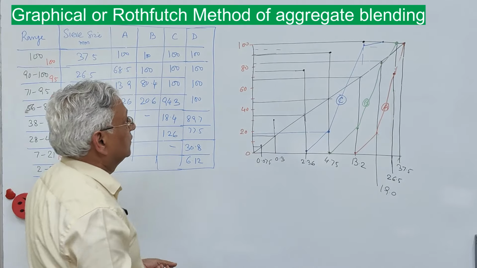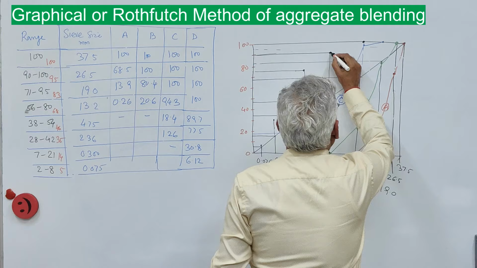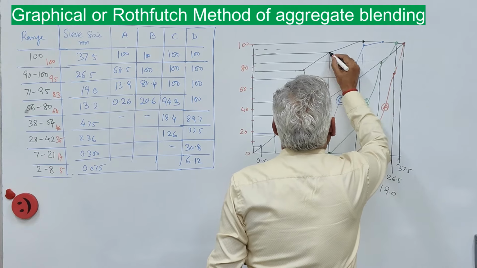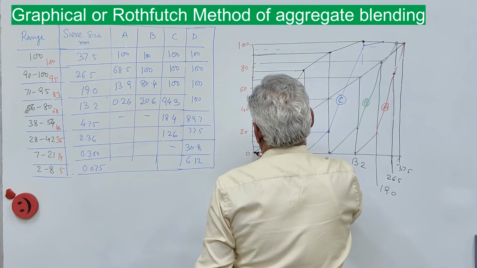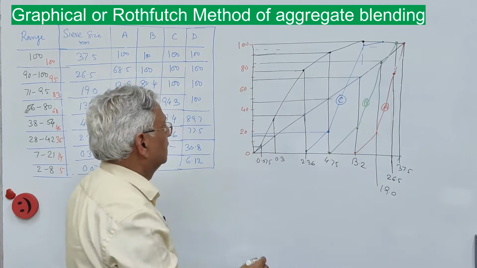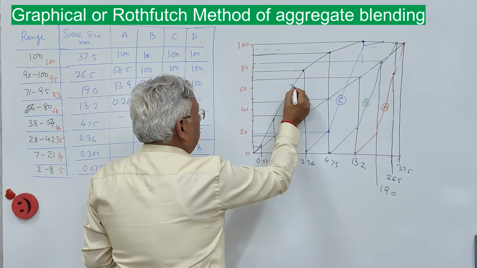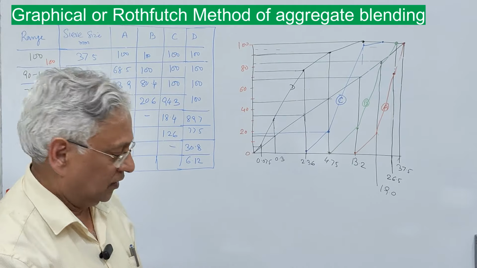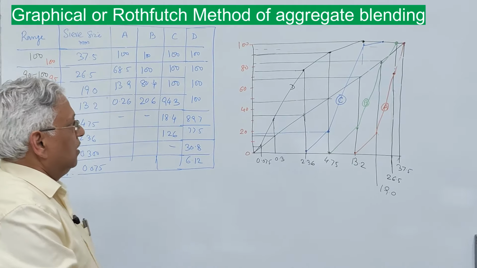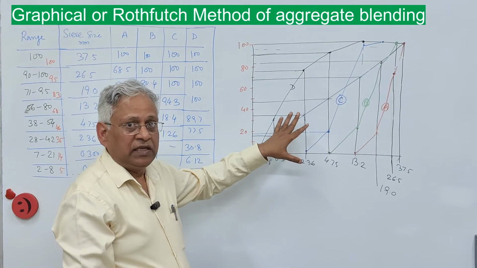Here. Join them. This is aggregate D. If you have aggregate E also, you can plot aggregate E also here. You can mix any number of aggregates using this graphical method. Now let me repeat what we have done so far.